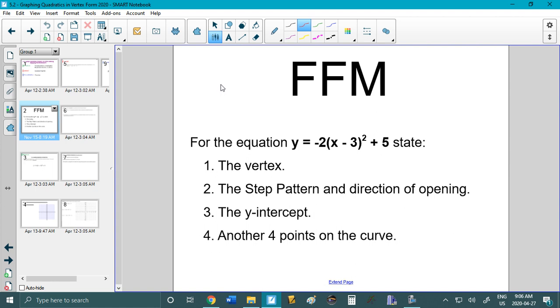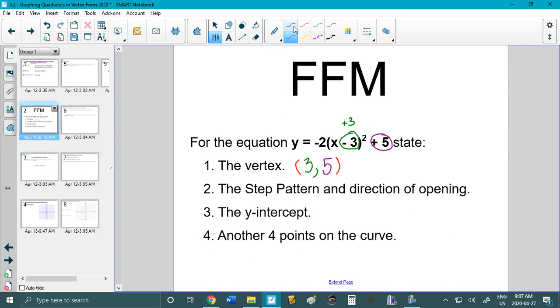So first of all, we're asked for the vertex. So the vertex is a point, so we put it in brackets. To get the x value, that's going to come right from here. But whenever stuff's in brackets with this quadratic stuff, we actually change the sign. So this is 3. And to get the y value of the vertex, it's whatever number is at the end here. And if there's nothing here, it's 0. In this case, it's plus 5.